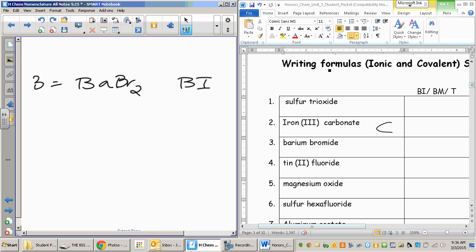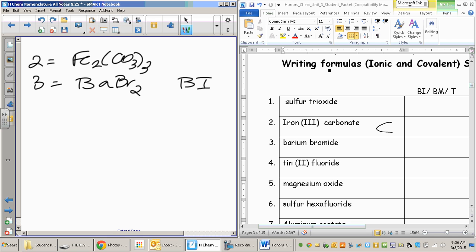I'm going to go back up to number 2. Formula for number 2, tell me when you're ready. Fe2(CO3)3, iron 3 carbonate. Good. You see this is ionic, yes? Iron 3 carbonate, definitely, because it says iron 3, which is saying iron 3 plus, which is an ion.